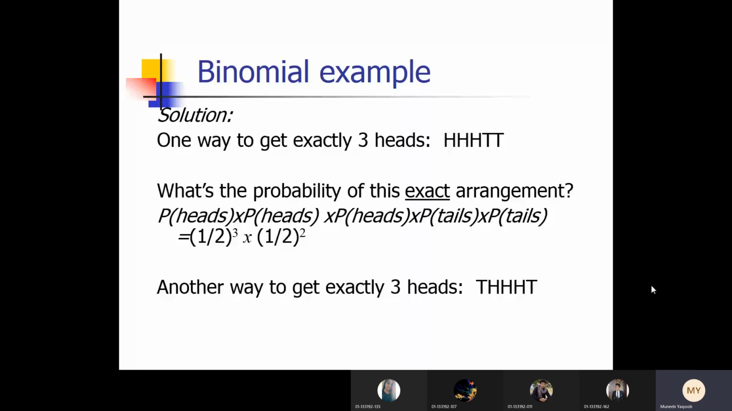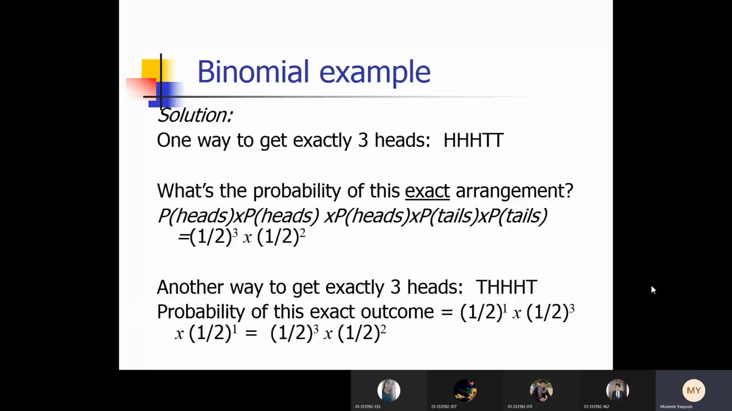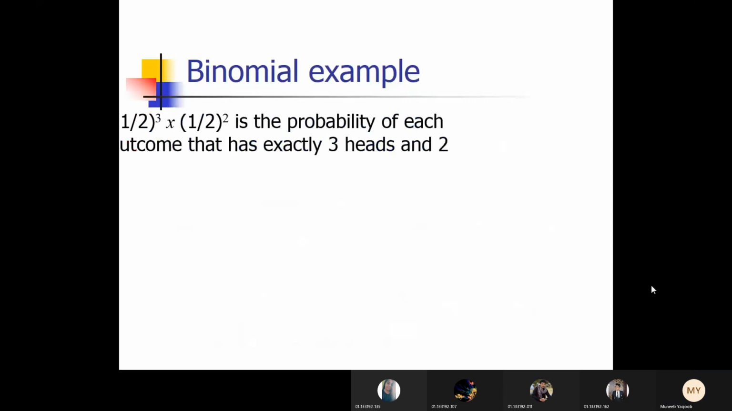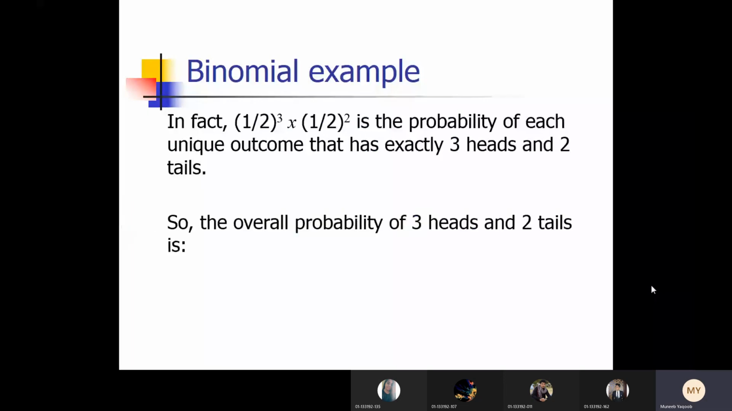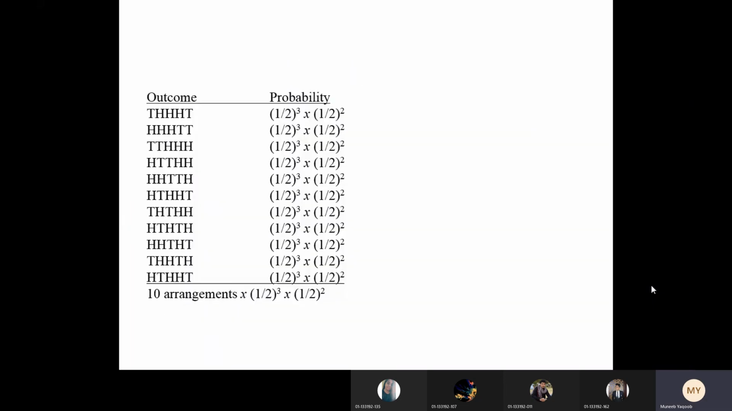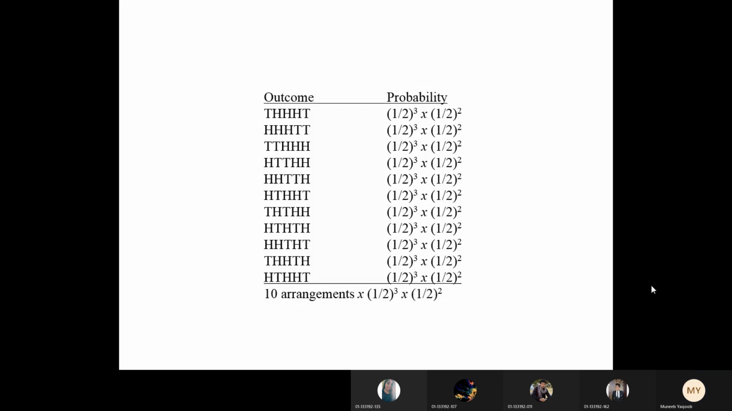So if we calculate the probability for this situation, it is again 1 by 2 power 3, as there are 3 heads occurring, and 1 by 2 power 2, as there are 2 tails occurring. So in this way, we can identify 10 different arrangements where, for 5 tosses, there are 3 heads and 2 tails.